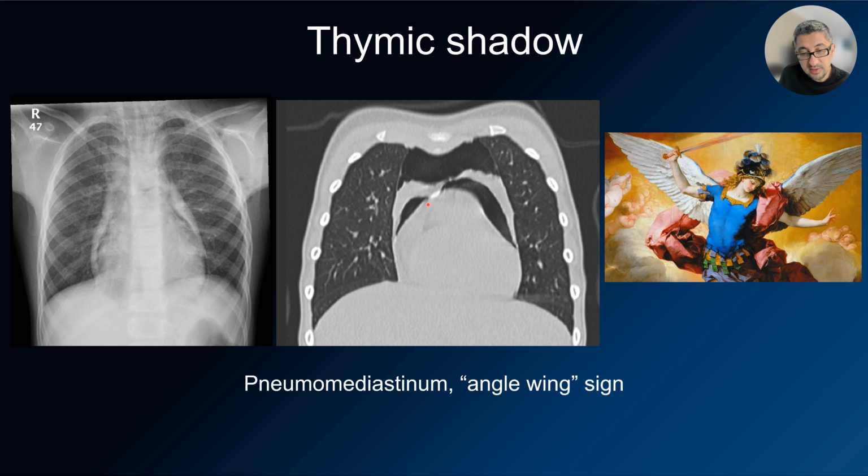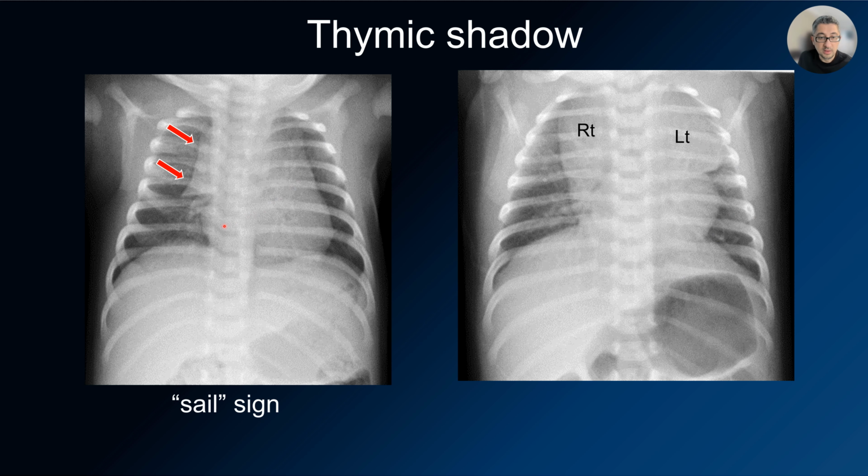When there is air within the mediastinum, the thymus can be delineated much better, as you can see here on the X-ray and on the CT. And when the thymic lobes are elevated, it may cause a sign called the angel wing sign. Sometimes the thymus may produce the sail sign, as you can see here. If the patient is rotated to the right, then it may be incorrectly interpreted as an upper lobe pneumonia.